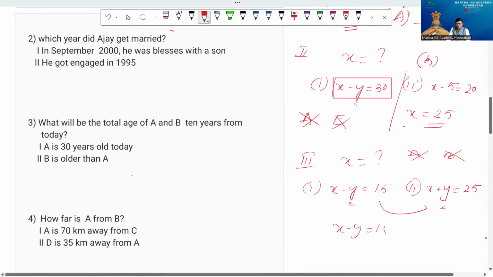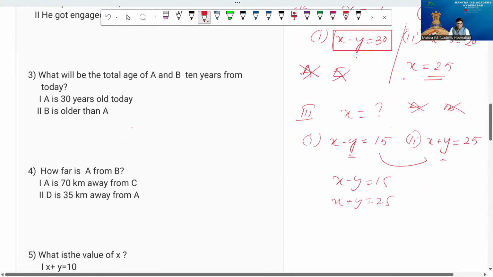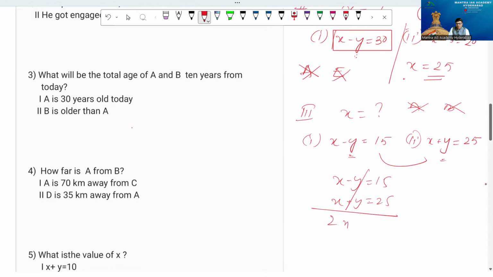x minus y is equal to 15, x plus y is equal to 25. Adding the two statements here, you know the basic mathematics, right? Adding these, plus y minus y cancelled. 2x is equal to 40. x is equal to 20. By using two statements, I got the answer. So this type of situation implies our answer is, what is that, please? C is the right answer, my friends.